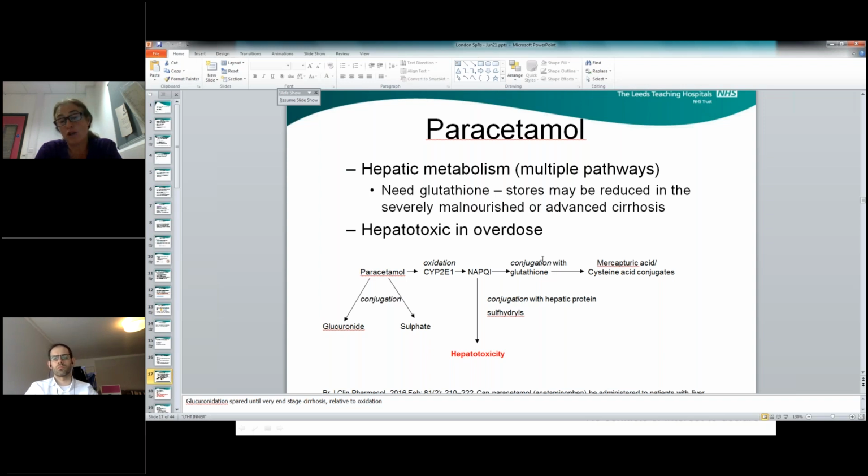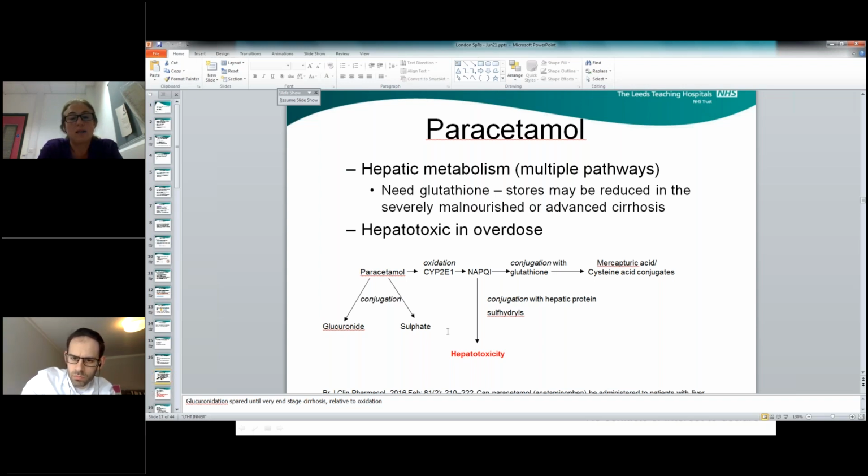We see it in alcoholics as well, obviously less so in children who are alcoholic, but we certainly see it in adults who are alcoholic. And in very advanced cirrhosis, you can have low levels of glutathione. So in those situations, then you may go down this pathway to hepatotoxic reaction. But for the majority of patients, the conjugation pathways are adequate to do most of the metabolism. And so you really are only seeing hepatotoxicity if you overdose or you've got those malnourished or very cirrhotic patients.